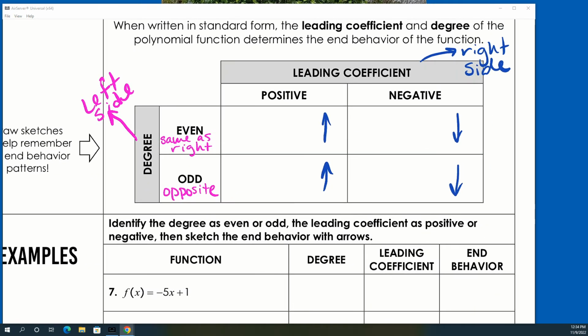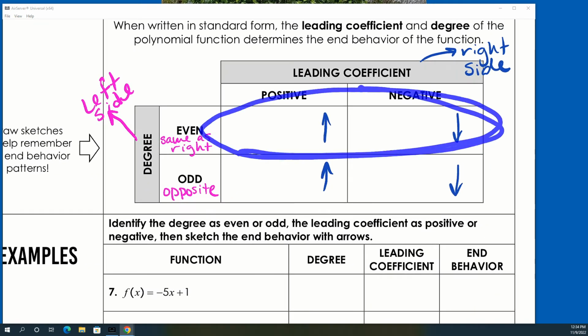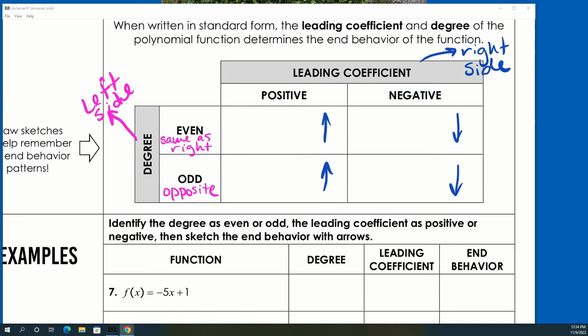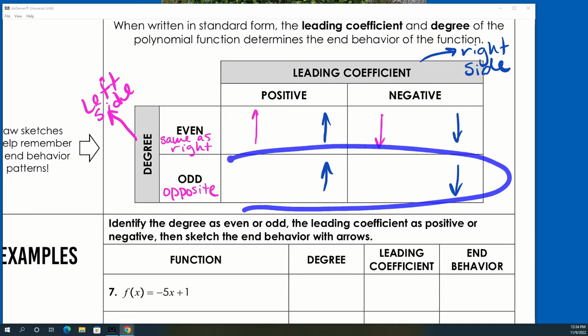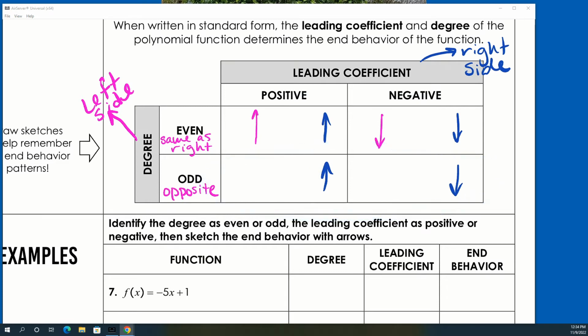Okay, so on this table, this is saying there's an even degree, and so the left side is going to match with the right side. All right, and then on this, they have an odd degree, so the left side is going to point in the opposite direction of the right side.